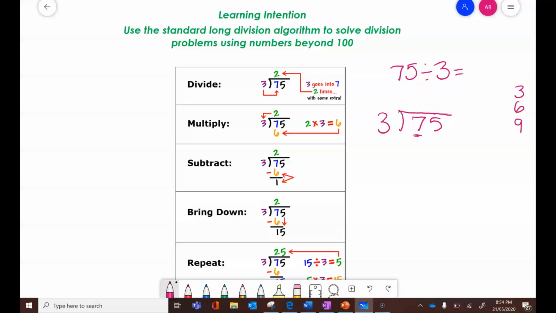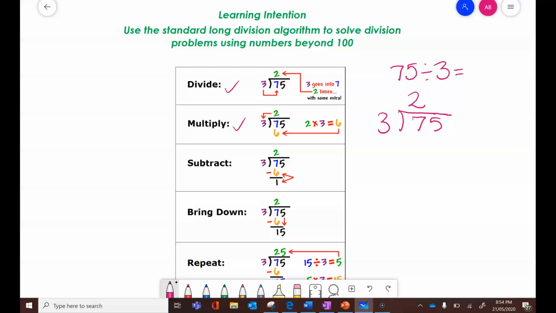I don't have 9, I only have 7. So I have to go back. Okay, the closest that I can get is 6. How many sets of 3 is that? Well, that's 1 set of 3, 2 sets of 3. So when I divide 7 by 3, I have 2 sets of 3. Okay, that's our multiply part. So we've done the divide and we've done the multiply. Now we need to do the subtract.